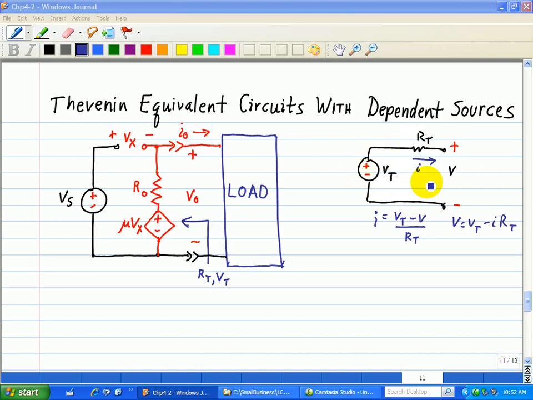The IV relationship is given by this equation here, where we want to find the current through RT, given as VT minus V divided by RT. And then solving for V, which gives us our voltage as a function of current, V is equal to VT minus RT times I. And this is the form of the equation that we want to find when we derive the Thevenin equivalent seen by the terminals across here and here with respect to the load.